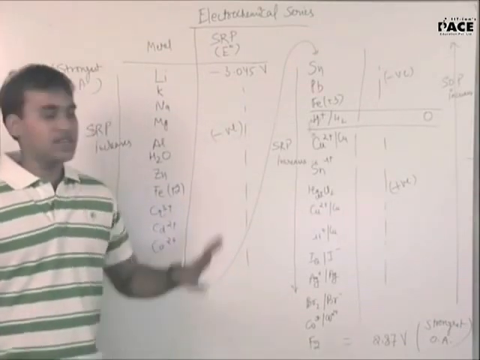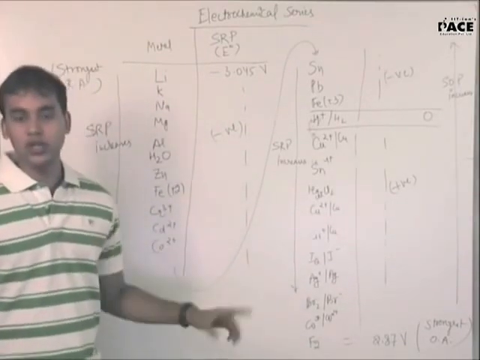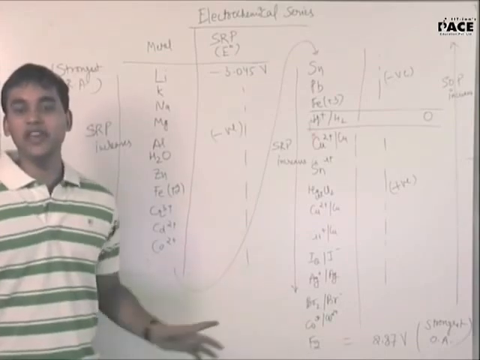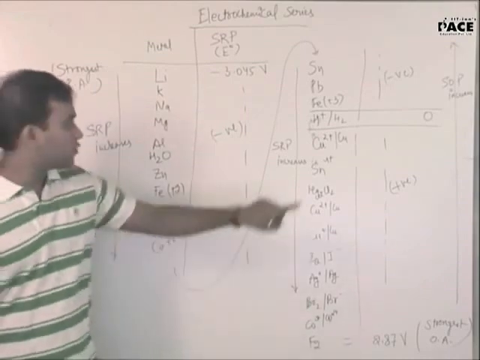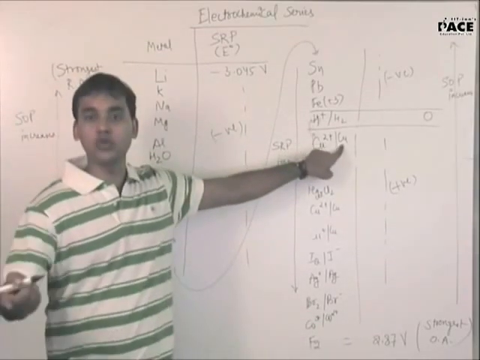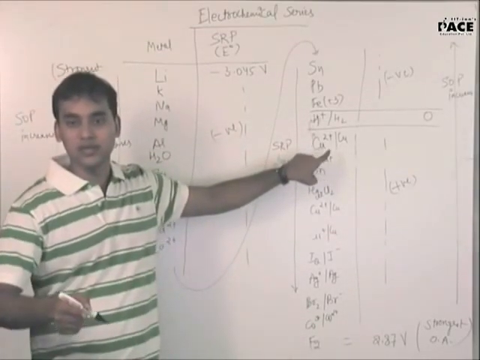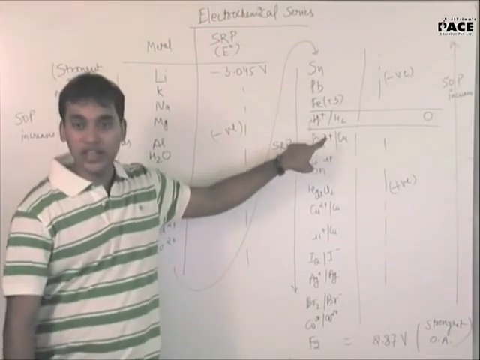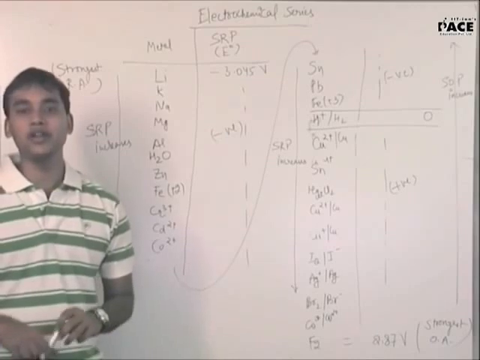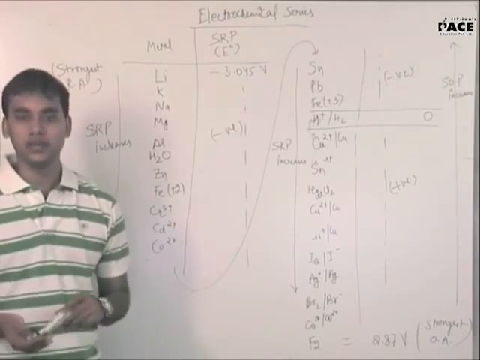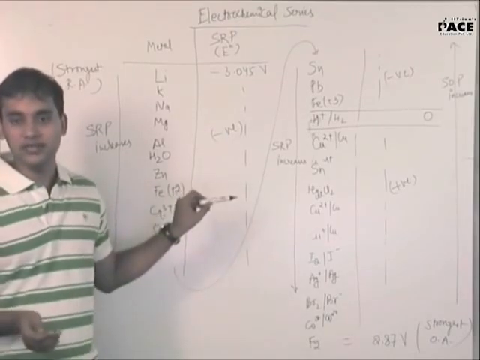If I ask you the question, is it possible for copper to replace iron from FeSO4? No, it is not possible. Why? Because if copper is replacing iron, it would have to convert to copper 2 plus, which implies it should have a greater SOP than iron. But this is not the case. Getting my point? Yes, sir. So you can understand this?